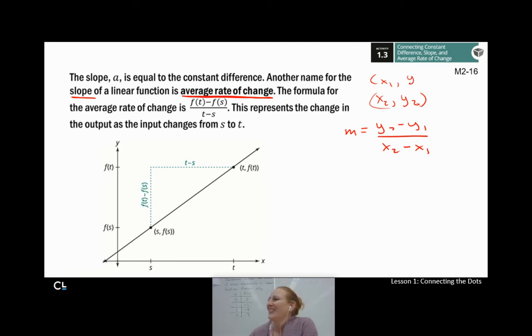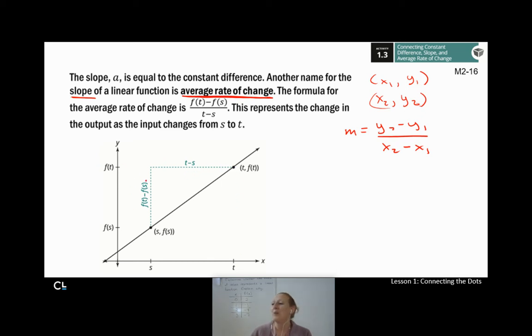So x1, y1. We said that if I have 2 points, I could subtract the y's on top, subtract the x's on the bottom, and that would give me my slope. The formula for the average rate of change looks like this, though, when you do function notation, because instead of x's, I have s and t. Notice if I plug in an s, it's f of s. If I plug in a t, I get f of t.